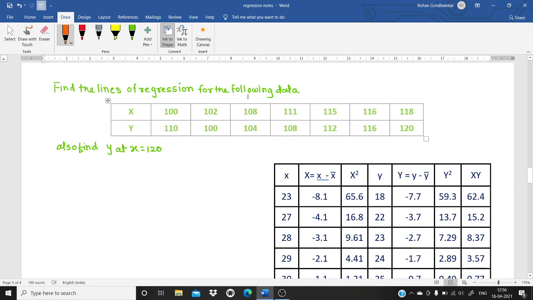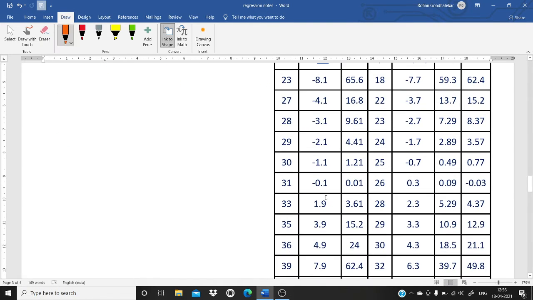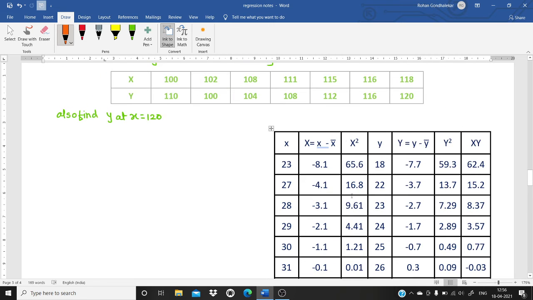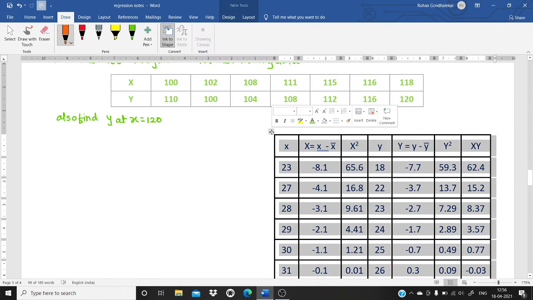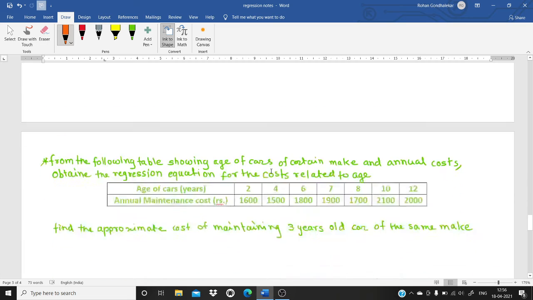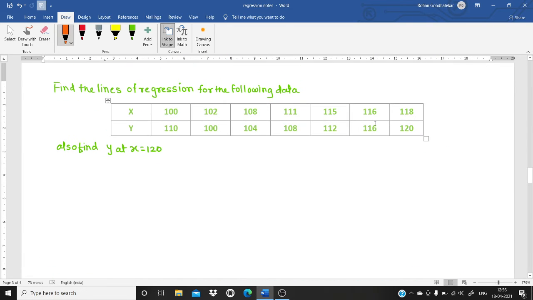Find the lines of regression for the following data. I am doing the same example which I did in the correlation chapter, the first problem. Here are the x values: 100, 102, 108, 111, 115, 116, 118. Then the y values are 110, 100, 104, 108, 112, 169, 120.